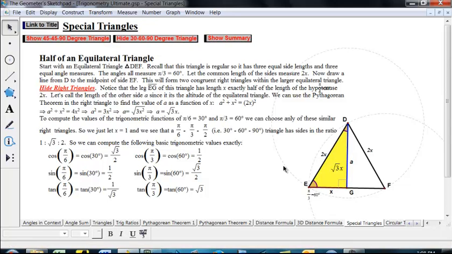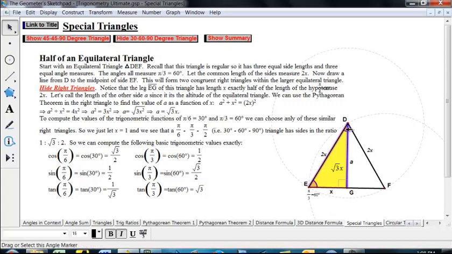So cosine of pi over 6, in other words, cosine of 30 degrees. We're looking at, for 30 degrees, this is our angle up at the top. Cosine would be adjacent over hypotenuse. So adjacent would be this one, hypotenuse would be this one. So square root of 3 times x over 2 times x, the x's cancel, and we get square root of 3 over 2.